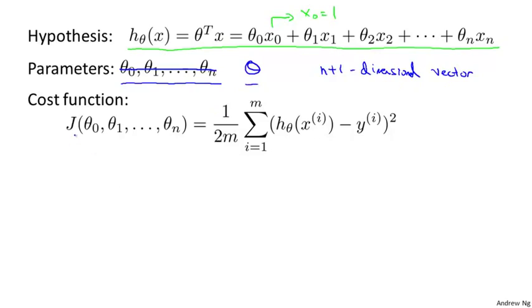Our cost function is J of theta 0 through theta n, which is given by this usual sum of squared error term. But again, instead of thinking of J as a function of these n plus 1 numbers, I'm going to more commonly write J as just a function of the parameter vector theta, so that theta here is a vector.